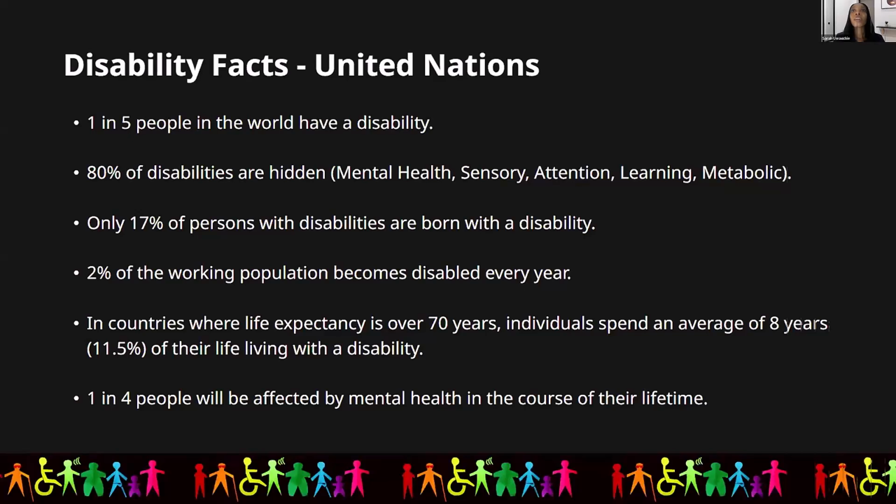So yes, here are some very interesting disability facts from the United Nations. And I'll try to read it as well. So fact 1 says that 1 in 5 people in the world have a disability. So let me shake some tables here. So it means in this room we are more than 5. So there is that possibility that there is someone on this call with a disability.